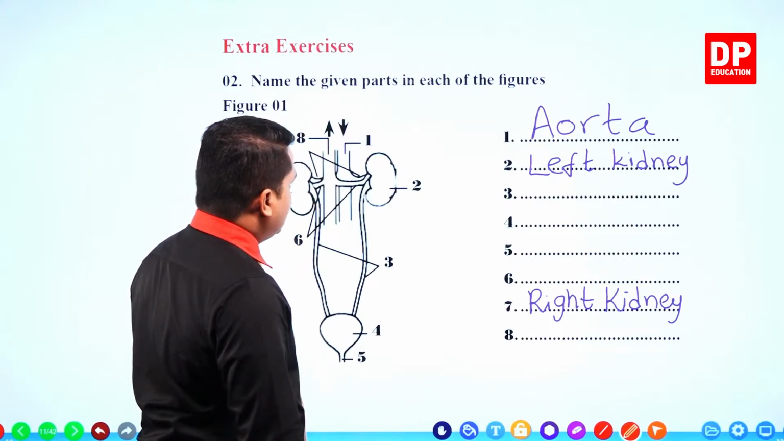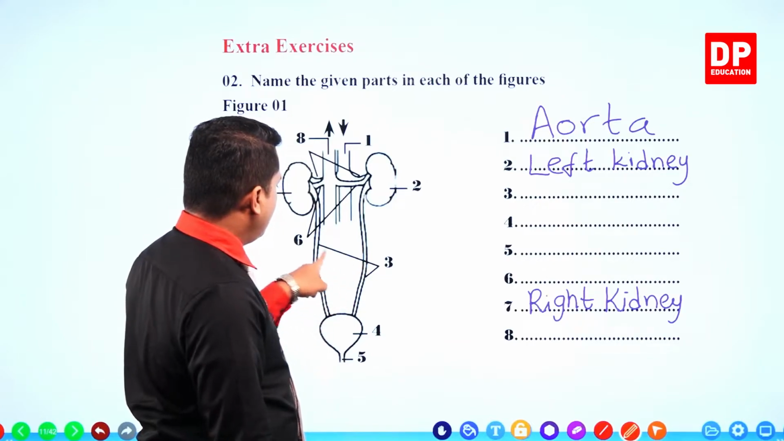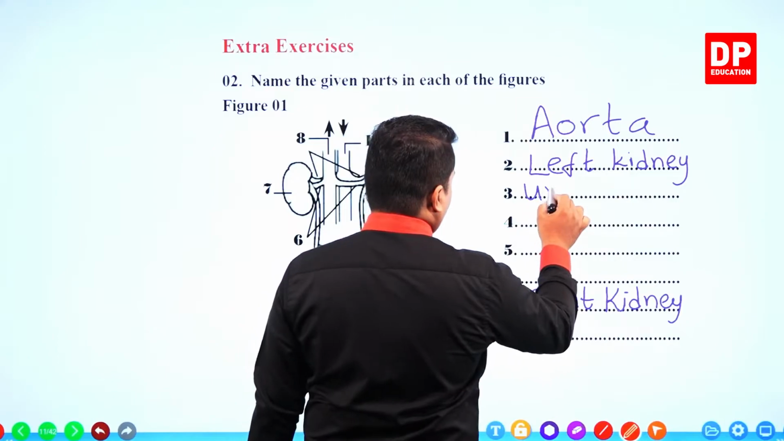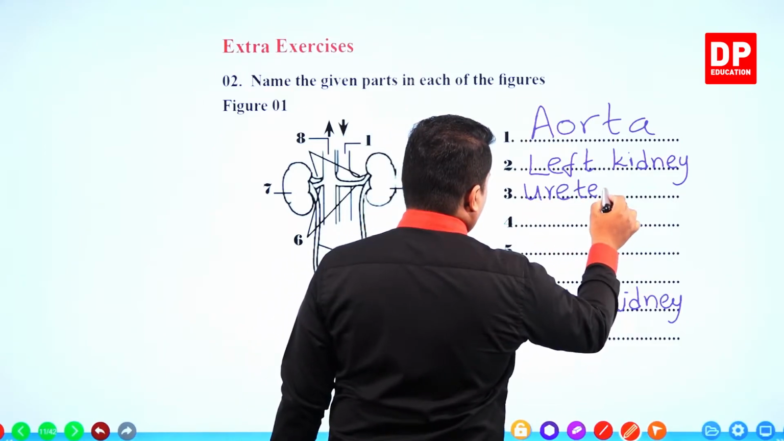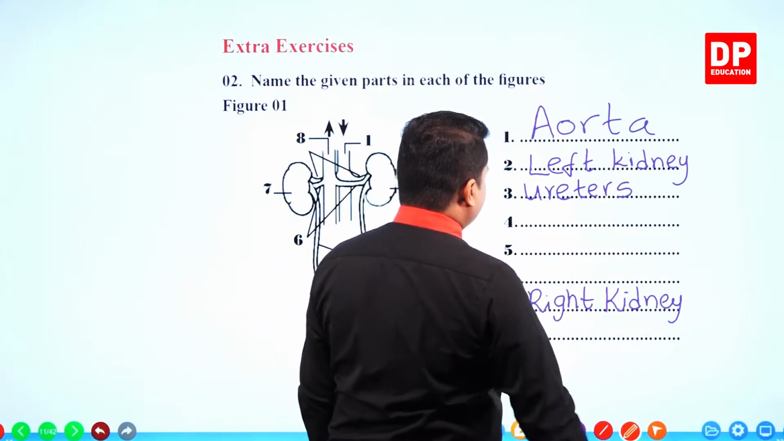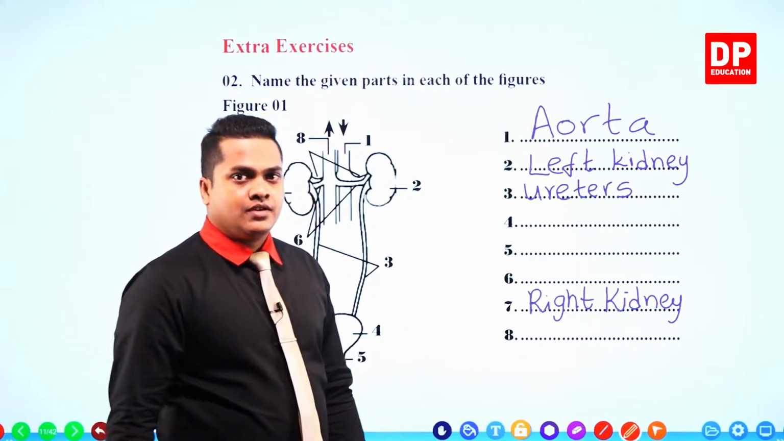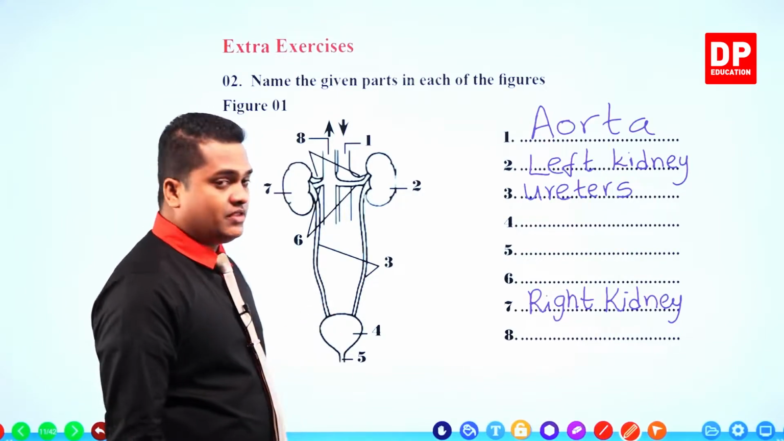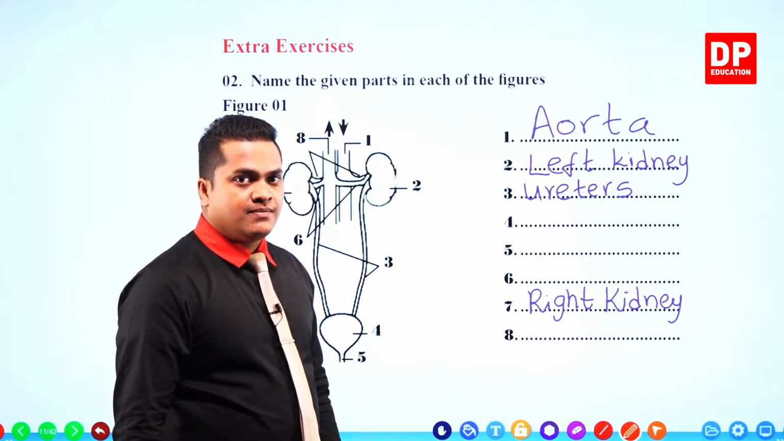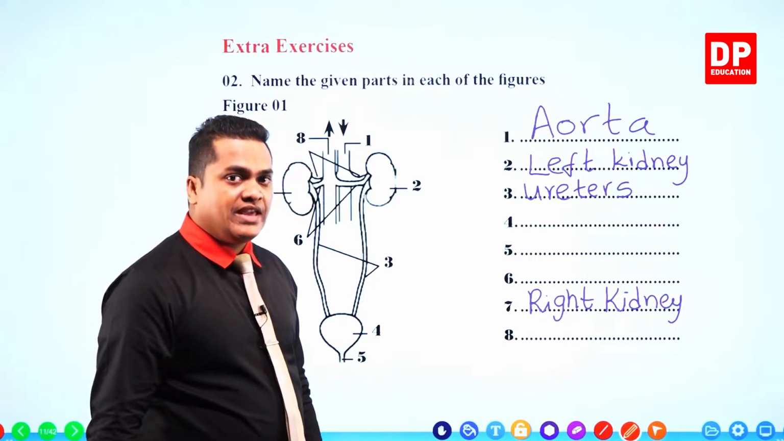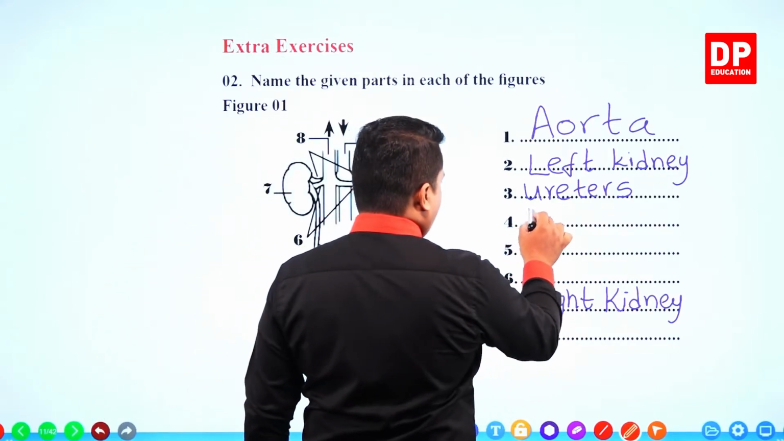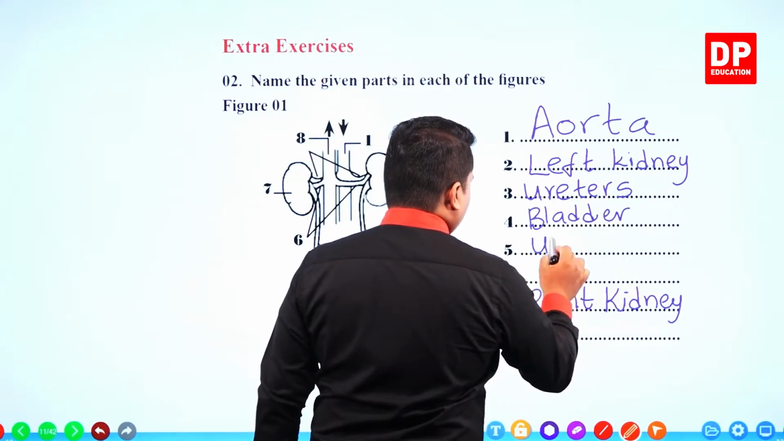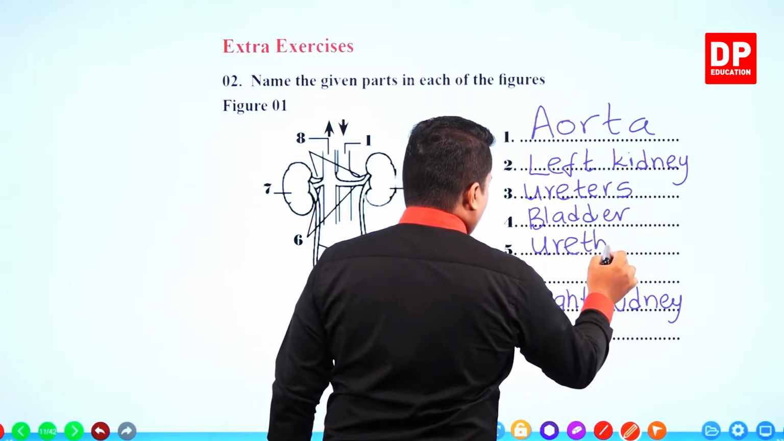Then we'll go for number 3. Number 3 are the ureters, which transport urine. Number 4, you can observe the bladder. Number 4 is the bladder and number 5 is the urethra.